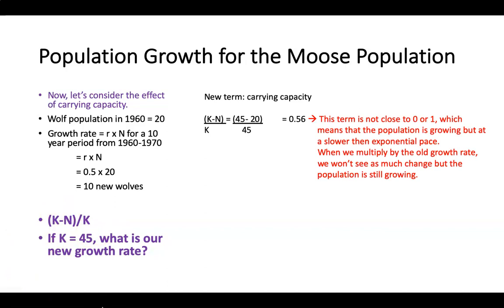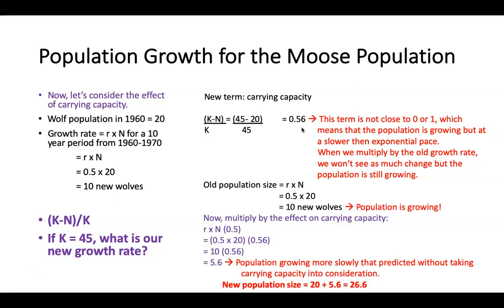The new term, carrying capacity minus population size, 45 minus 20, divided by carrying capacity, comes out to 0.56. Now this is right smack in the middle between 0 and 1. Remember, if this new term is 0, the carrying capacity is having a large effect on the population size. If it's 1, carrying capacity is having little effect on the population. This rate is right in between. So that means we should expect there to be some growth, but the growth isn't going to be as great as we would expect for an exponentially growing population.